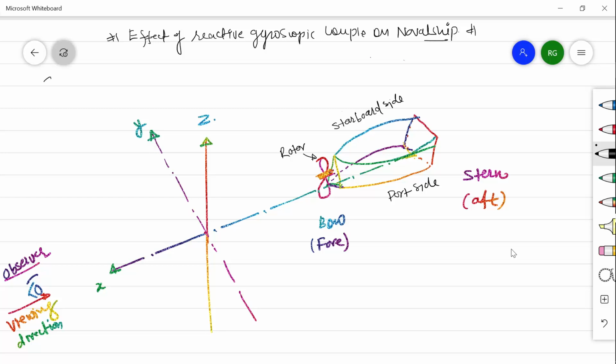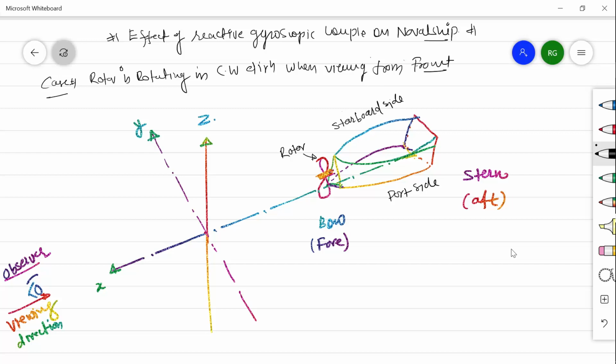So our situation is: the rotor is rotating in clockwise direction when viewing from the front or bow side. And let's consider this ship is taking a left turn.